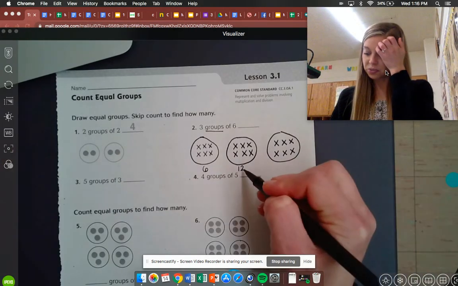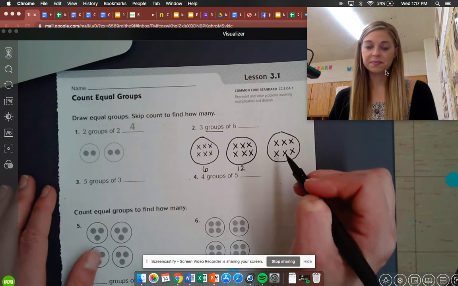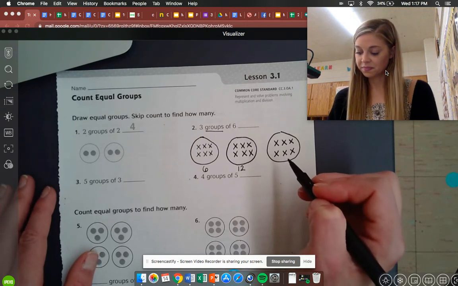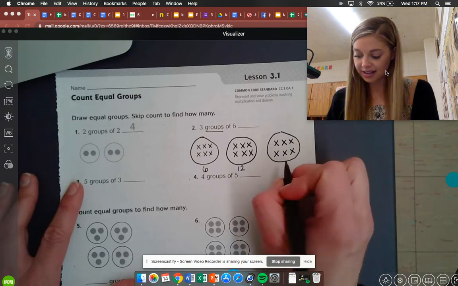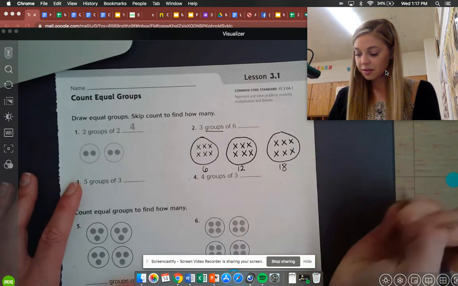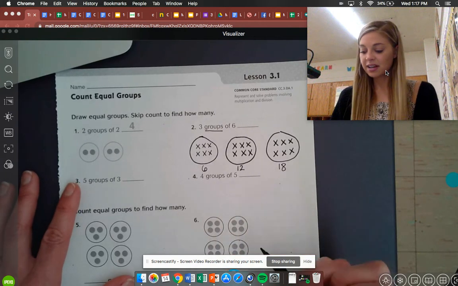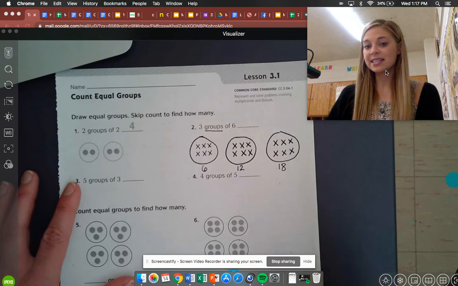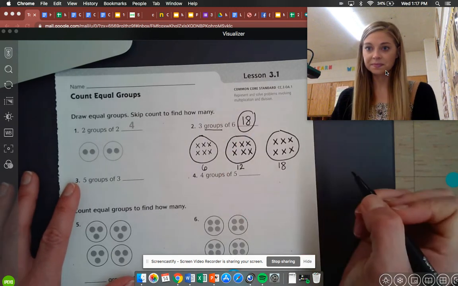And what is 12 plus 6? If you're thinking 18, then that's correct. So counting by 6 would be 6, 12, 18. So 3 groups of 6 is 18 X's in all. And I'm going to circle my answer.